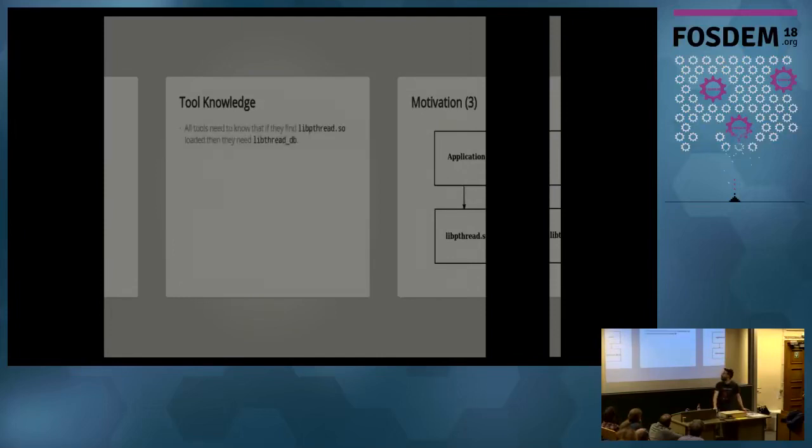Any tools that are going to deal with threaded applications need to know that if they see the thread library, then they need to load the thread debugging library. They also need to know that if your application is statically linked, then it may be threaded anyway, so it may need the thread debugging library anyway. The tools all need to know where to find the thread debugging library that relates to the threading library that you've loaded. And there's no standard way to do all this. It's just a pattern.